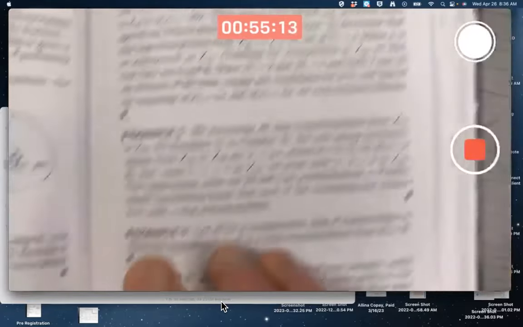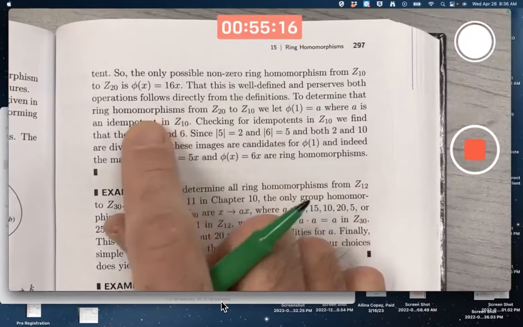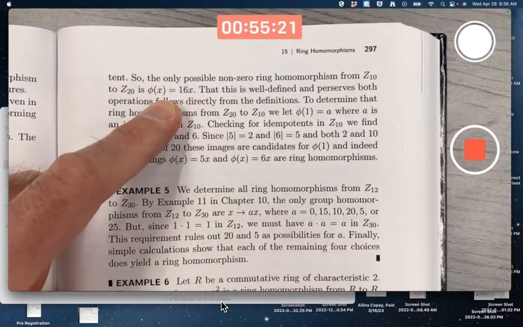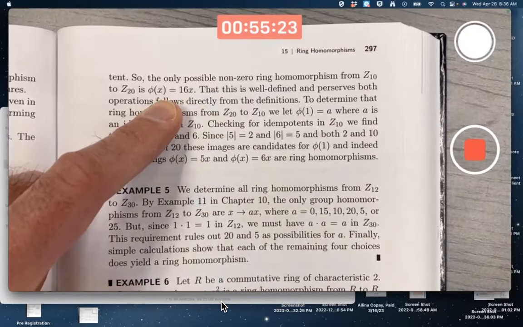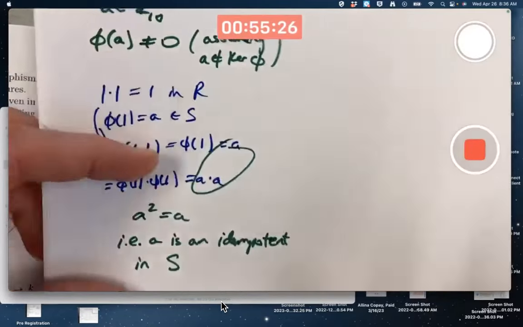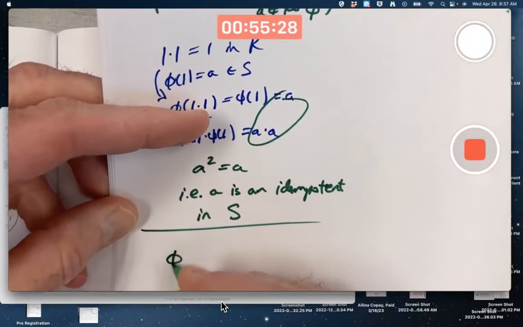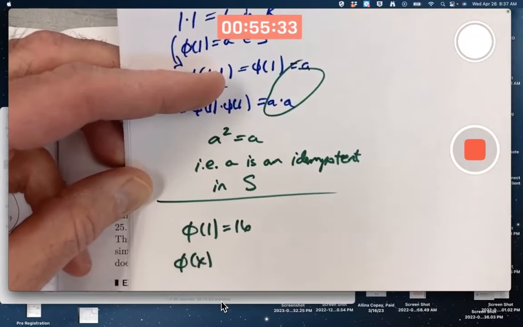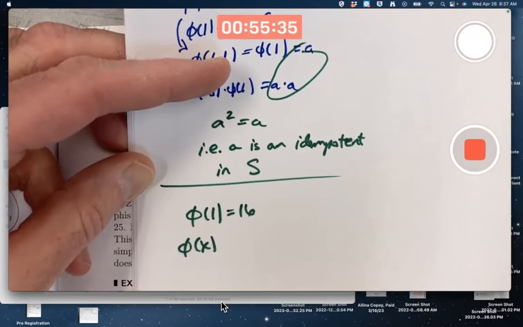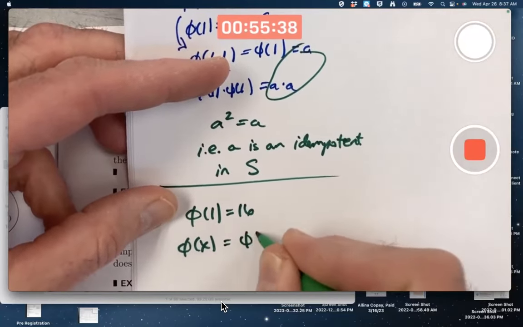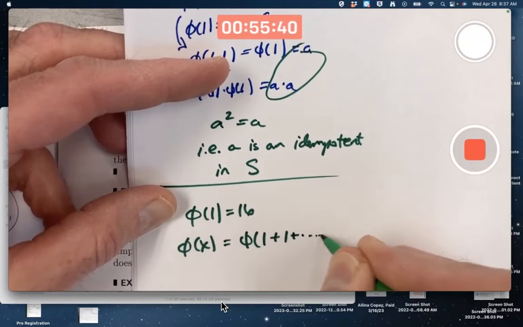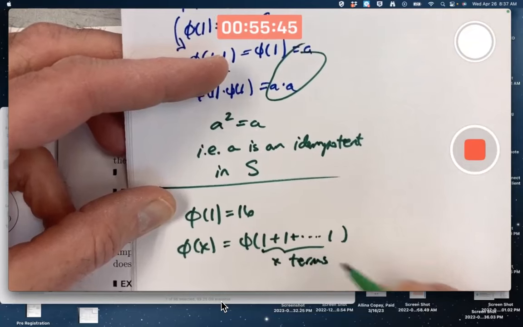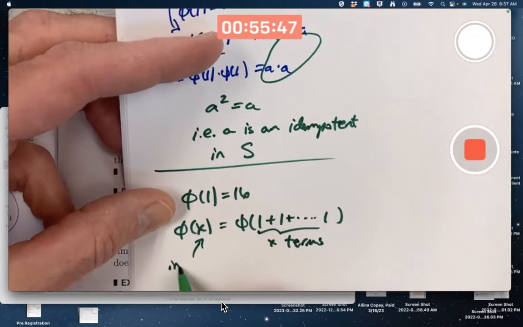So the only possible ring homomorphism from Z10 to Z20 is this formula. And where does that formula come from? It's based on the fact that we're assuming 1 gets mapped to 16. If 1 gets mapped to 16, then an arbitrary element X in Z10, since X is 1 plus itself with X terms.